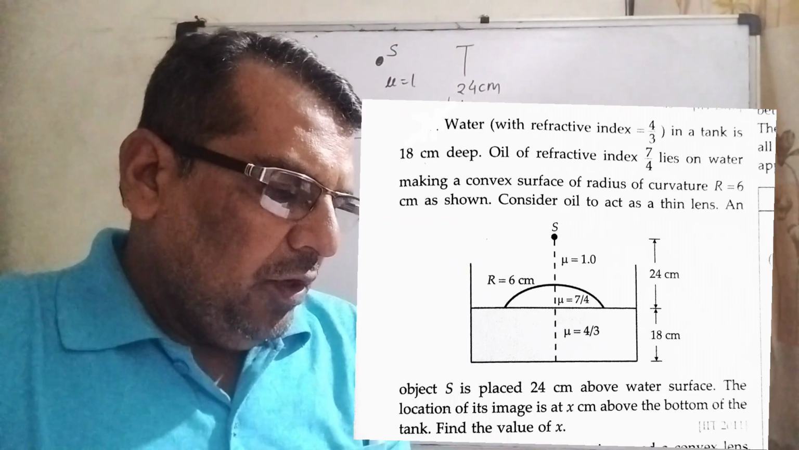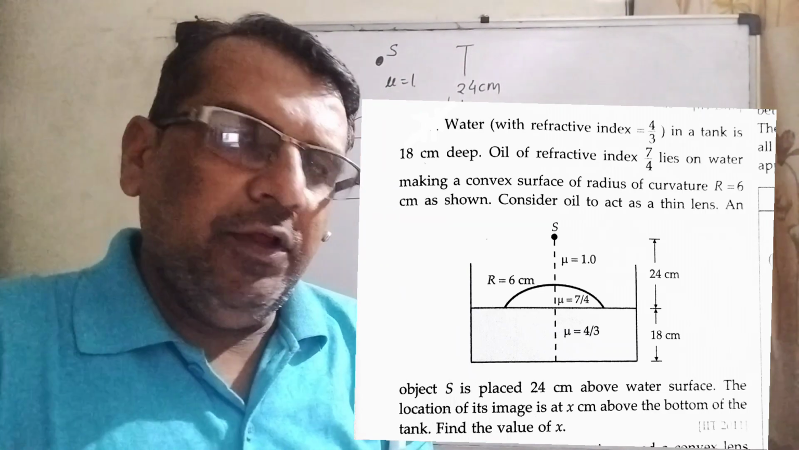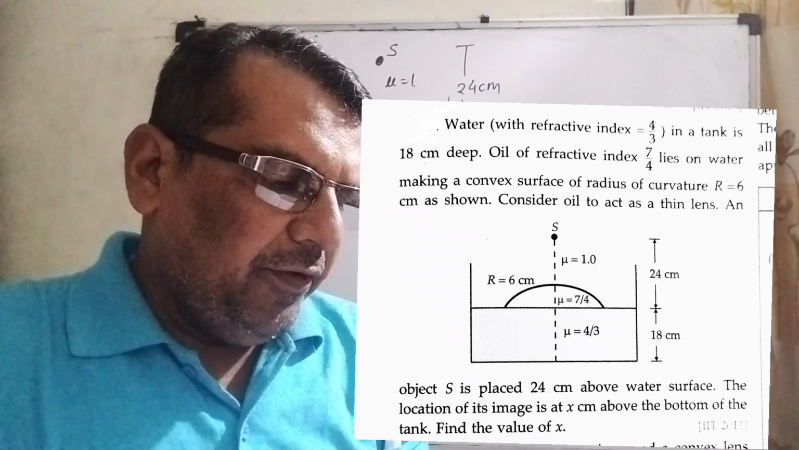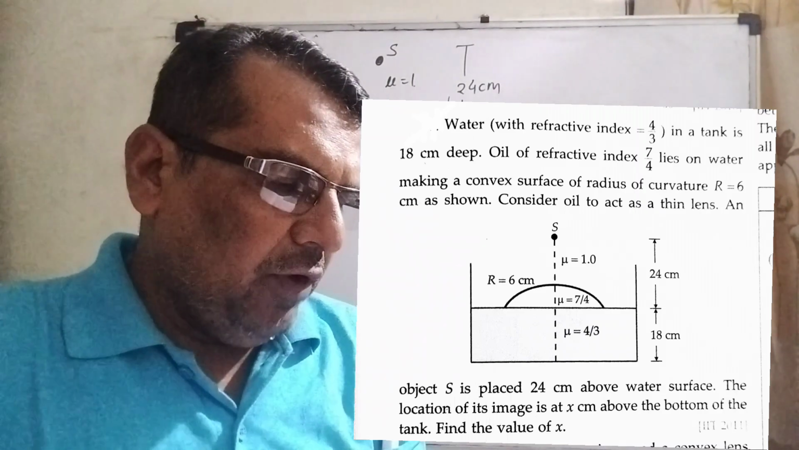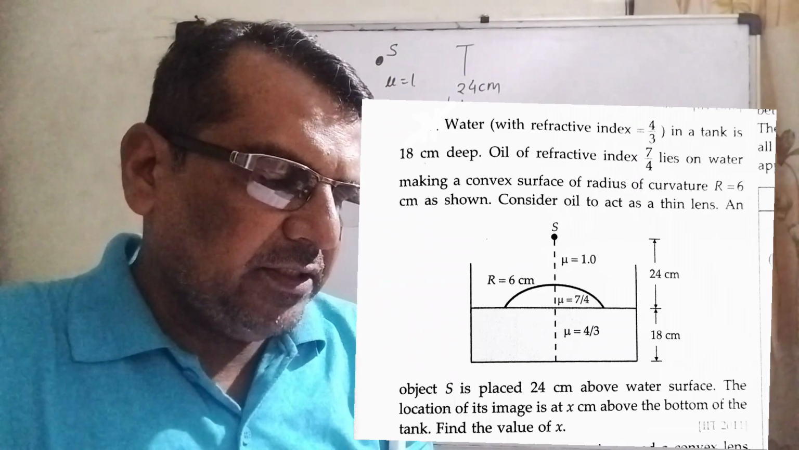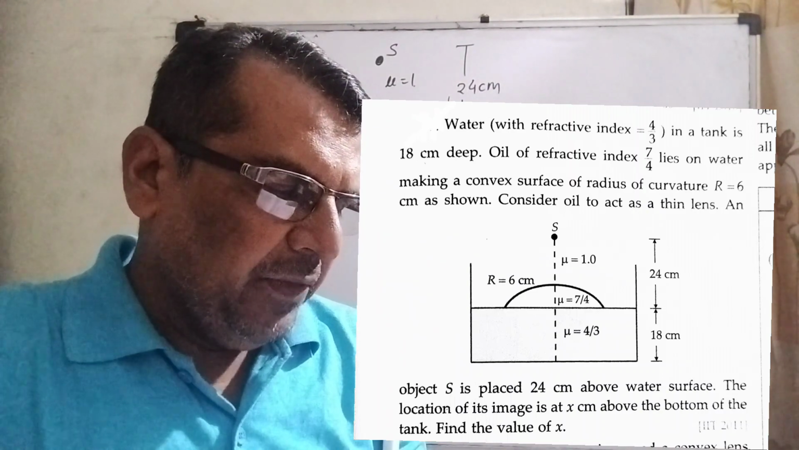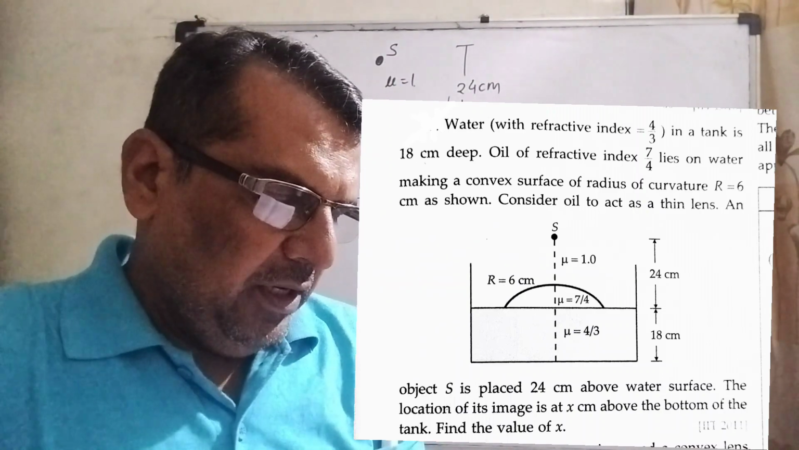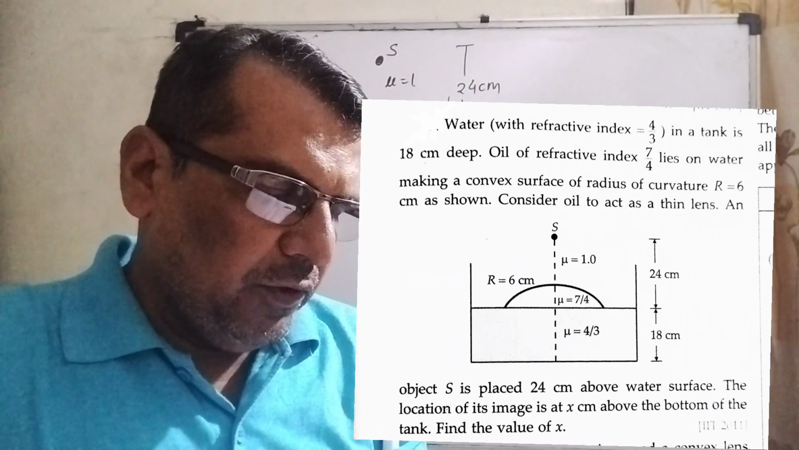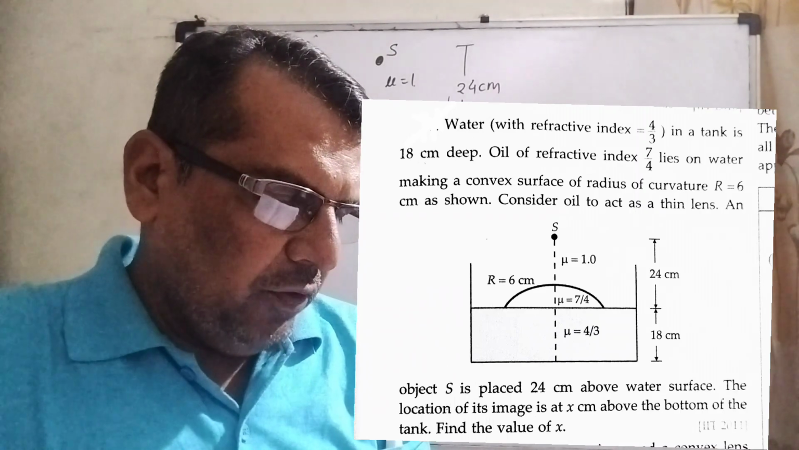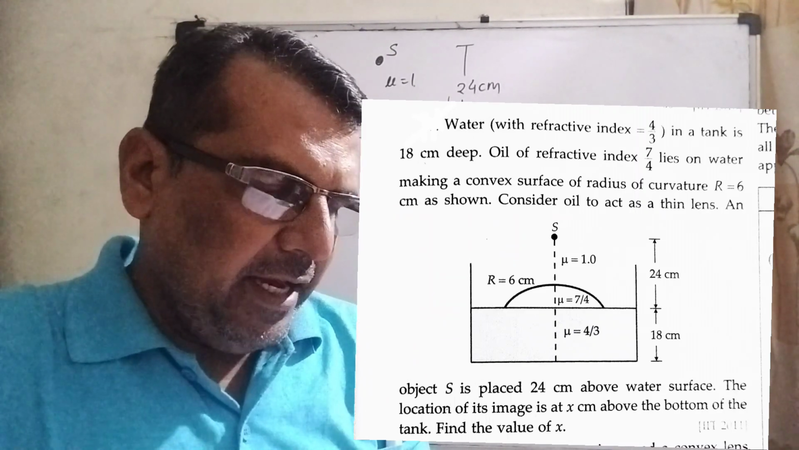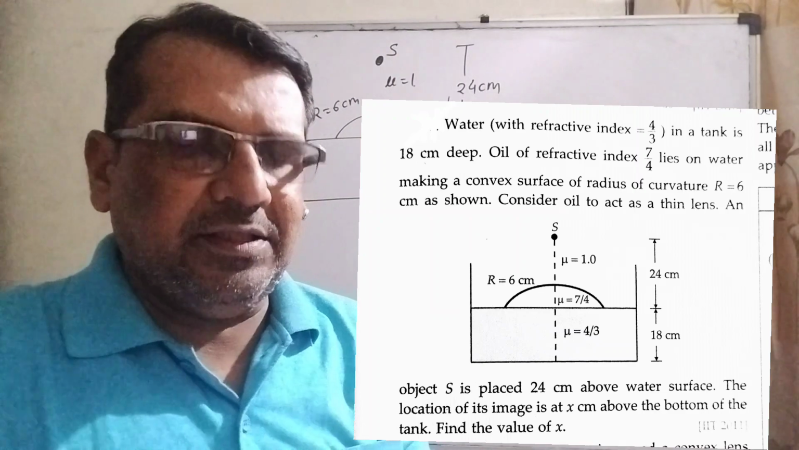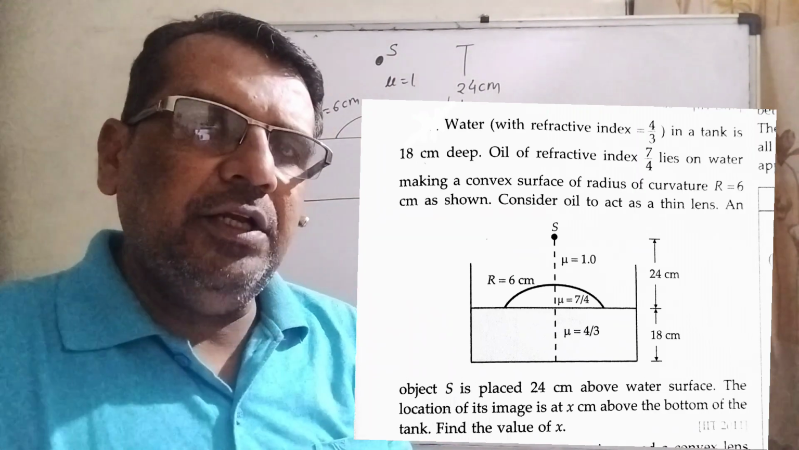Next question. Water with refractive index equal to 4 by 3 in a tank is 18 centimeter deep. Oil of refractive index 7 by 4 lies on water, making a convex surface of radius of curvature R equal to 6 centimeter as shown. Consider oil to act as a thin lens. An object S is placed 24 centimeter above the water surface. The location of its image is at x centimeter above the bottom of the tank. Find the value of x. This question was asked in IIT 2011.